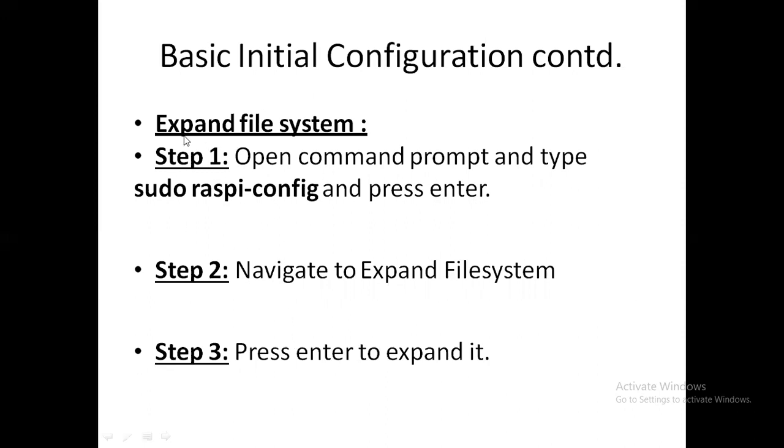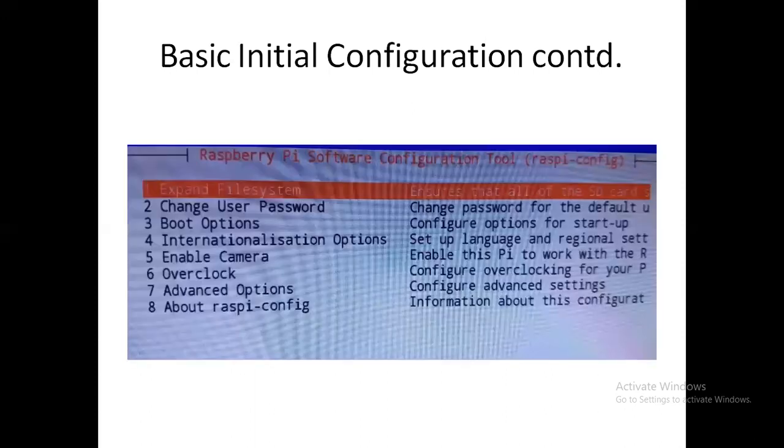Then the next step is to expand the file system. Open the command prompt, type sudo raspi-config and press enter. Then navigate to Expand Filesystem, and finally press enter to expand it. This is how we are going to select it.